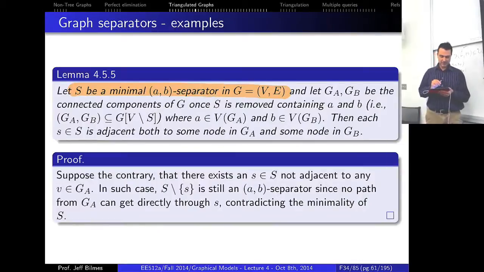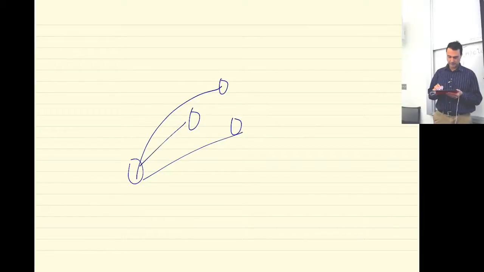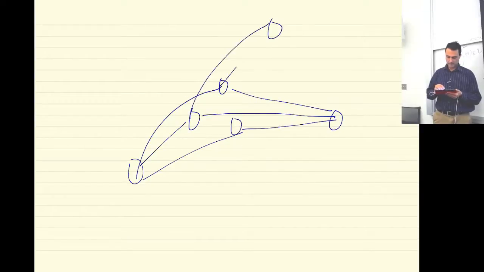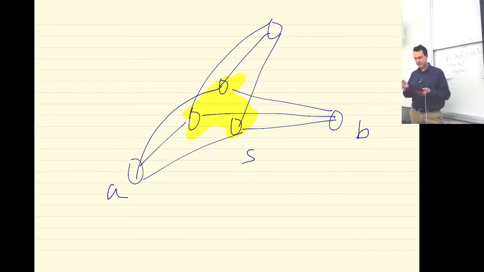Let me just add a page for this. So in general, when you have a separator, say a minimal separator, this set in the middle here, let's call this set S. And let's call this vertex A and this vertex B. Okay. So there could be some other vertex C.